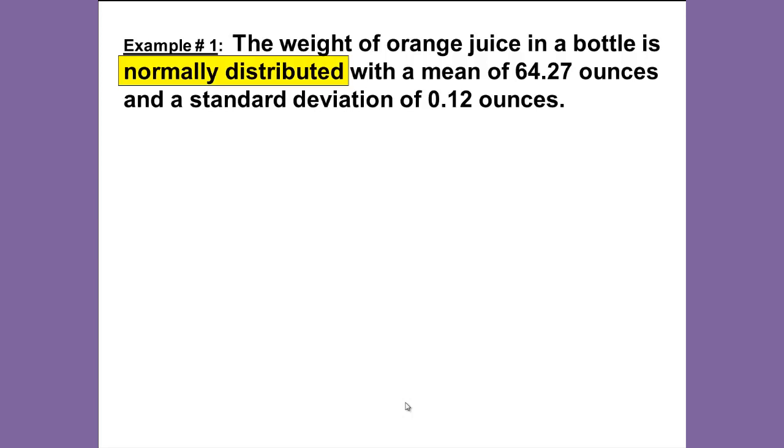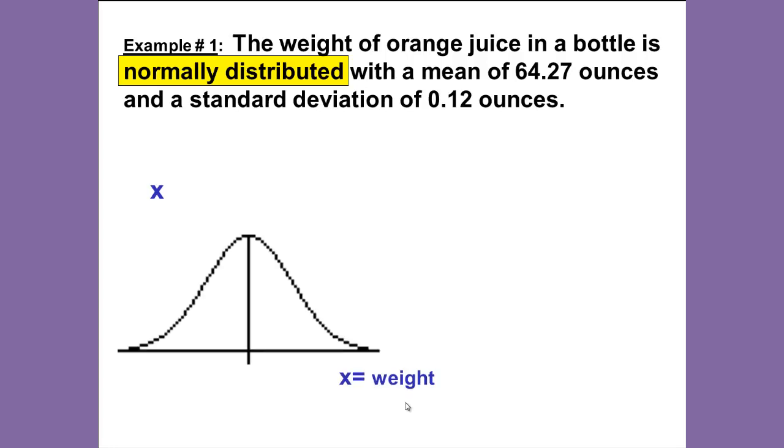So with our setup, we know first of all that the data is normally distributed. We need to make sure that our data is normally distributed before we proceed. Then we draw our normal curve, our bell-shaped curve, with the mean in the center. We will label this as our x's, which in this case is the weight of the orange juice in a bottle. We have a mean of 64.27 and a standard deviation of 0.12.